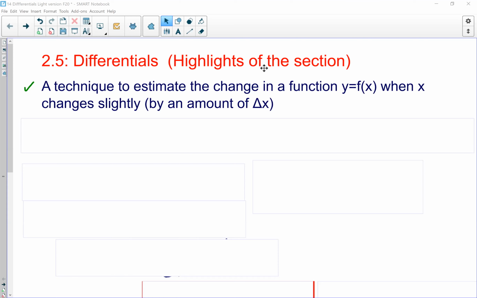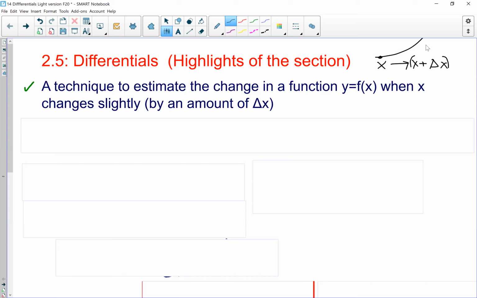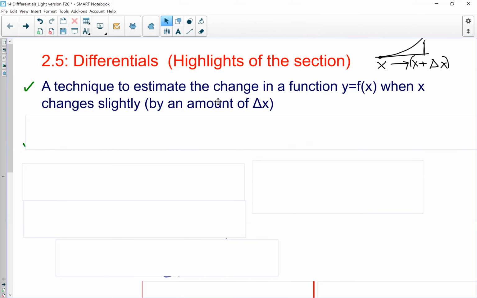So basically, this is a technique to estimate the change in a function y equals f of x when we move a little bit away from x. When x changes slightly, we call that slight change delta x. So when you go from a point x to a point x plus delta x, the question is how much has the function changed? As x goes from x to x plus delta x, we're going to try to estimate how much the y values have changed over that interval. To do this, we're going to use an estimation method.